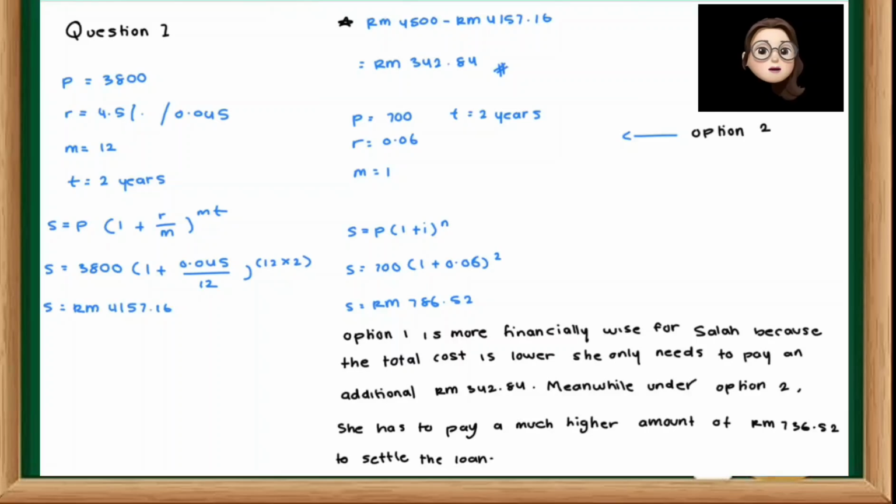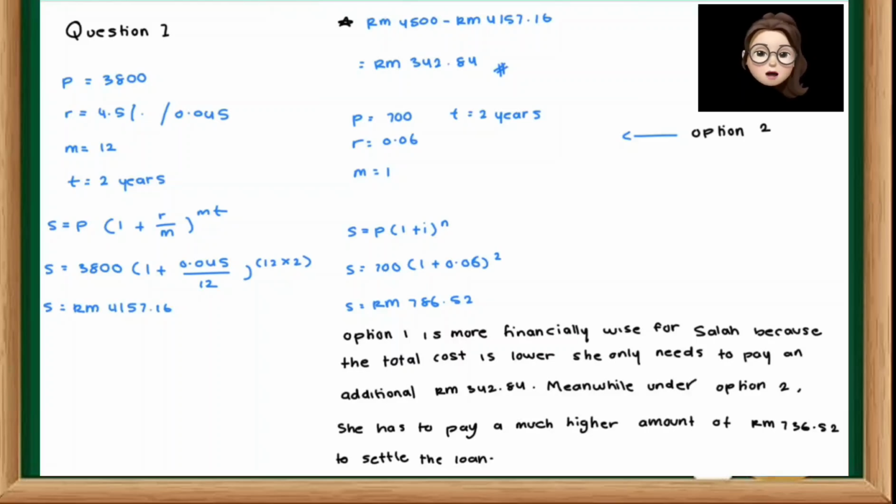So now let's move on to option 2. For this option, the data given is P is 700, R is 0.06 or 6%, M is 1 because it's compounded annually, and time is 2 years. For this question, using the standard formula, S equals P in the bracket 1 plus I, close bracket to the power of N. After substituting our values into the formula, we get the total future value of 786.52.